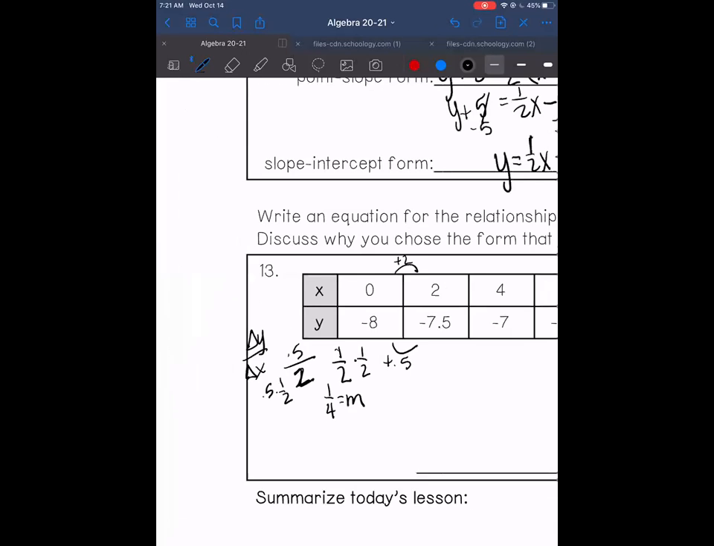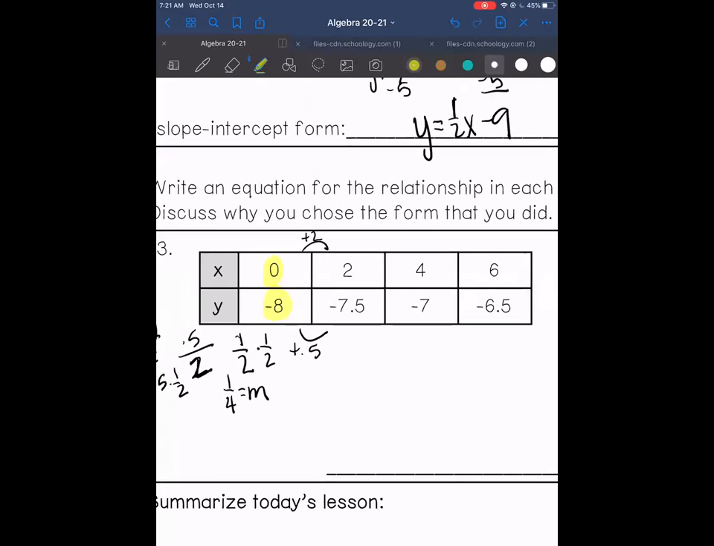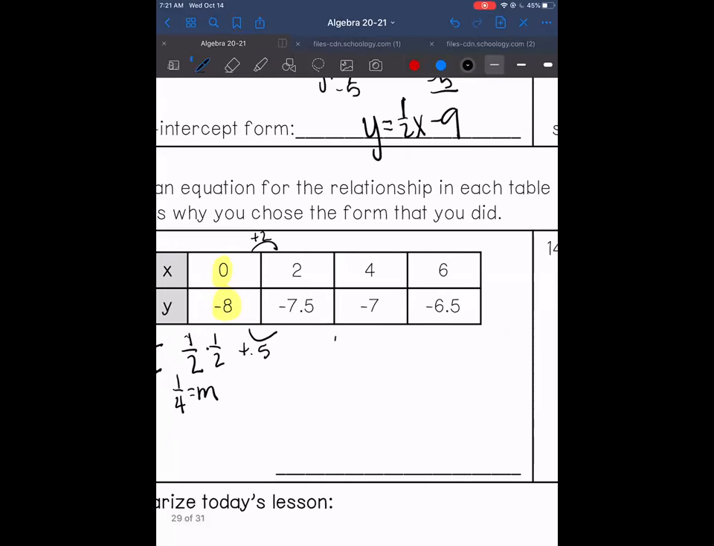That equals my m. Now, looking at this table, I know that I can find my y-intercept, because I have an x value of 0, and I know that my intercept is -8 then. Knowing that piece of information, it is much easier to write this equation in slope-intercept form. So y equals mx plus b, where my m is 1/4 and my b is -8. So I'm going to write it in slope-intercept form. Y equals 1/4 x minus 8.